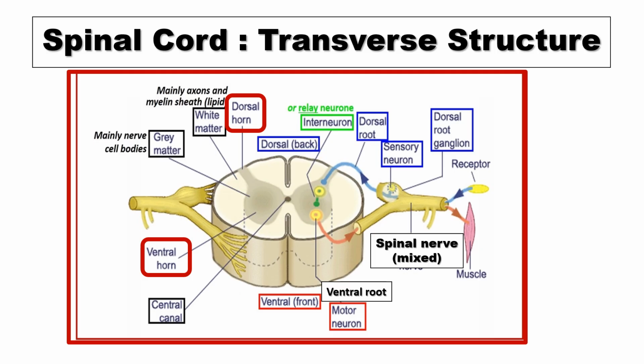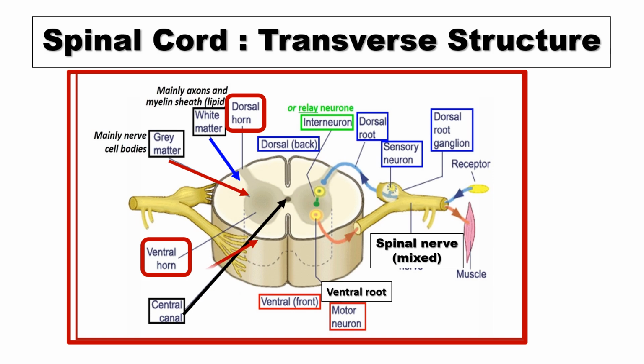Transverse section of spinal cord consists of gray matter and white matter. Gray matter is H-shaped, present internally, and white matter surrounds the gray matter. Gray matter consists of a central canal which traverses throughout the extent of the spinal cord.